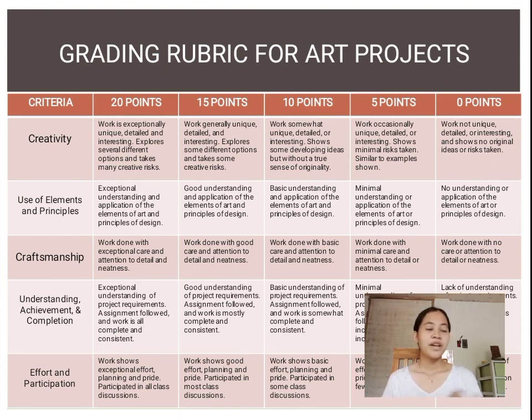So, for another criteria, effort and participation. For 20 points, work shows exceptional effort, planning, and pride. Participated in all class discussions. For 15 points, work shows good effort, planning, and pride. Participated in most class discussions. For 10 points, work shows a basic effort, planning, and pride. Participated in some class discussions.